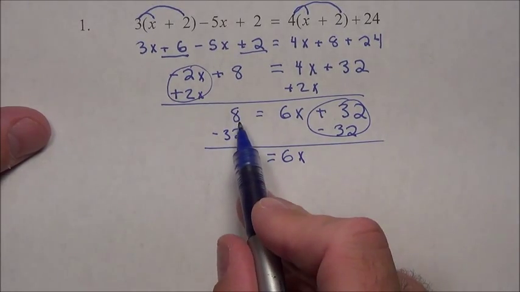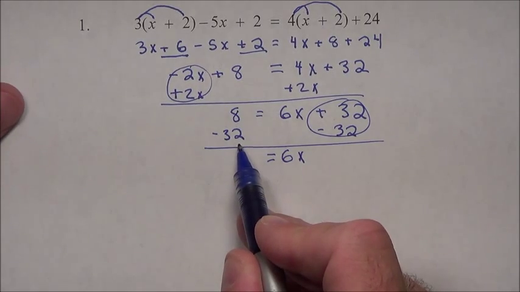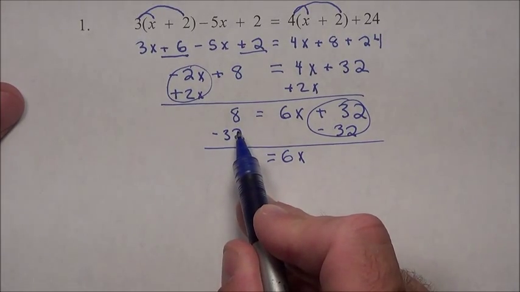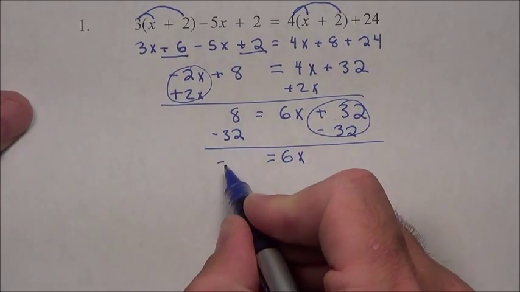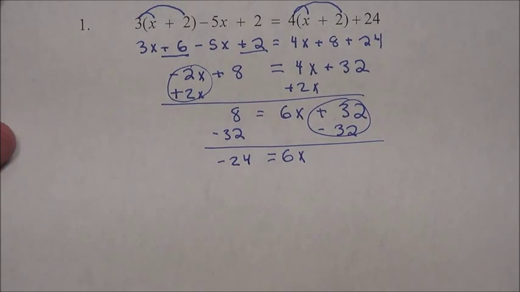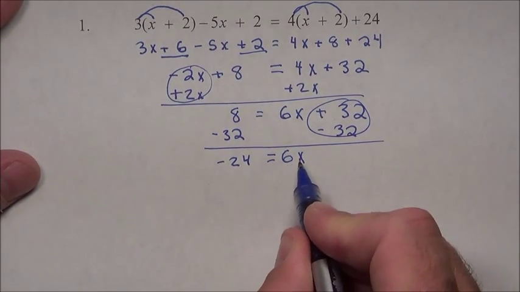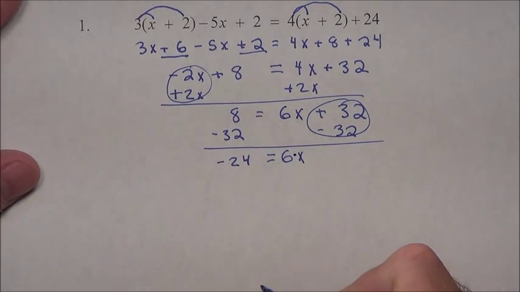8, take away 32. So let's imagine you have $8 and then all of a sudden you lost 32 in a gambling debt. Well, you could give him all of your $8, but then you still owe him some. If we simply do 32 minus 8, we're going to see it's 24. And we know that we've lost more than we've gained, so it's a negative 24. Now, at this point, I have negative 24 equals 6x, or 6 times x.